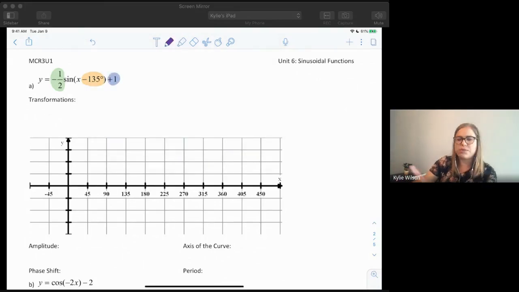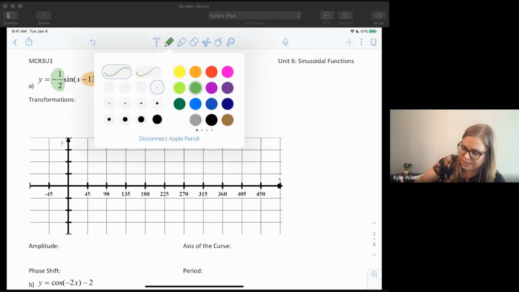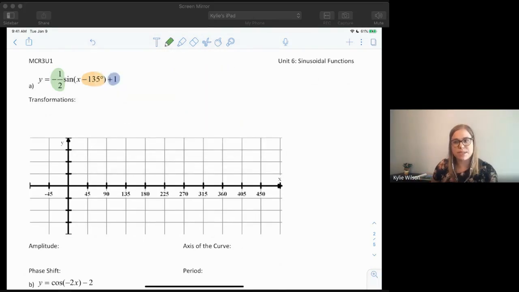So we're approaching this exactly like we did all our parent functions in Unit 1, exactly like we did with our quadratics in Unit 3, exactly like we did with our exponentials in Unit 4. Same deal, exactly the same. It might sound repetitive, but I really want to make sure that we all understand what's going on. So first is our A. What is our A responsible for?